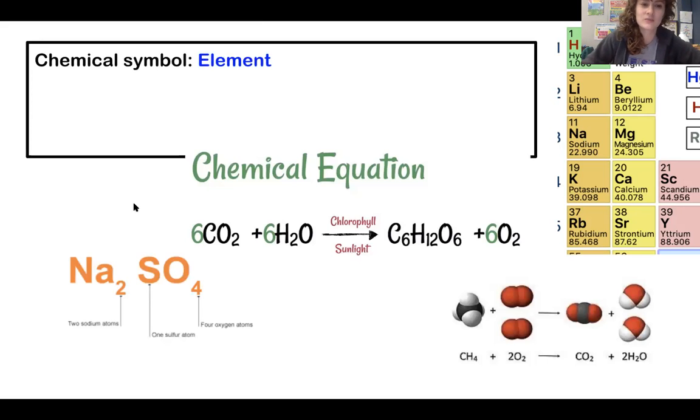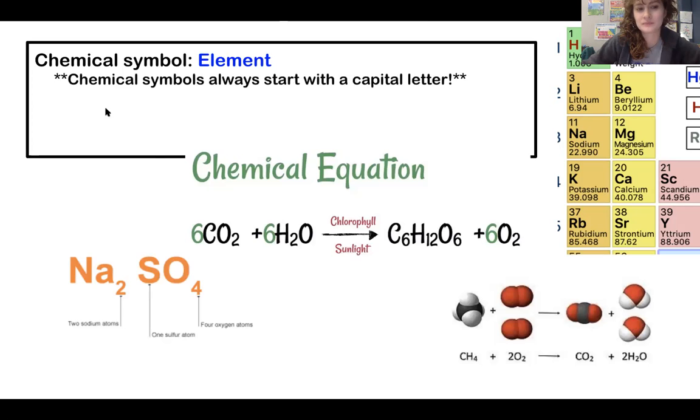So the first word you need to know is chemical symbol. That is the letter or letters that stand for the element. So that tells us the element. Now, chemical symbols always start with a capital letter. As you can see over here, here's a little part of the periodic table. Every one of these starts with a capital letter. And if it has two letters, the second one is always lowercase.